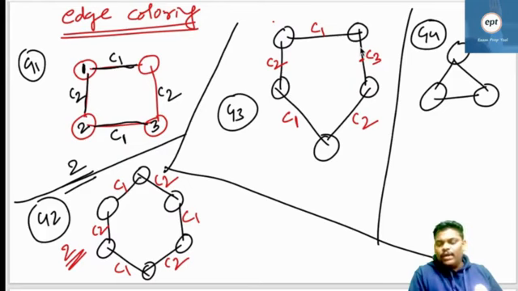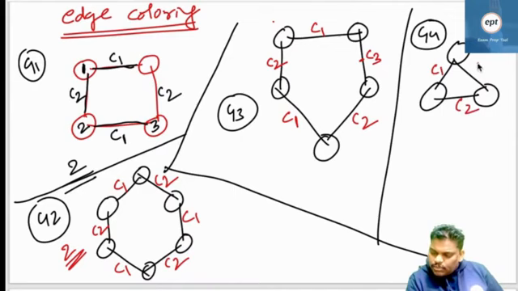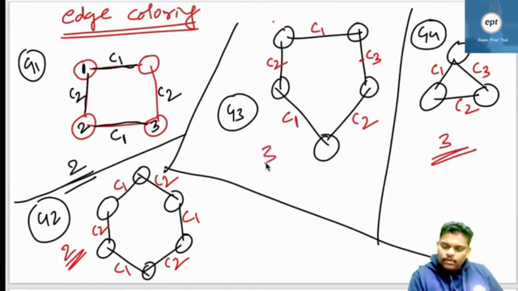Even cycle, 2 is enough. Odd cycle, 3 required. It is C1, it is C2. C1 I cannot keep, C2 I cannot keep, so C3. Odd cycle 3, even cycle 2.